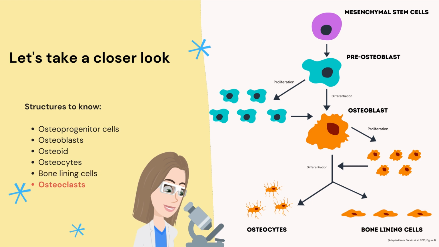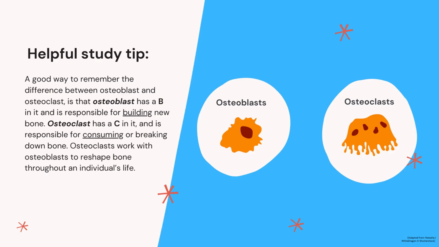Osteoclasts are responsible for bone resorption. They secrete enzymes that break down hydroxyapatite crystal, one of the inorganic components of bone that helps make it hard, during the process of resorption. The word clast comes from the Greek word for break. A good way to remember the difference between osteoblast and osteoclast is that osteoblast has a B in it and is responsible for building new bone. Osteoclast has a C in it and is responsible for consuming or breaking down bone. They work with osteoblasts, the cells that help form new bone, to reshape bone throughout an individual's life.